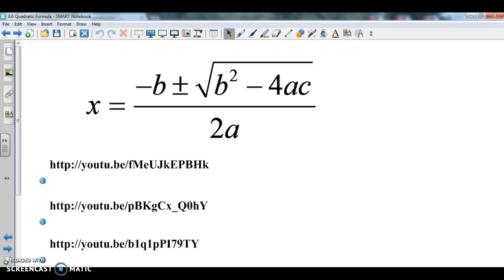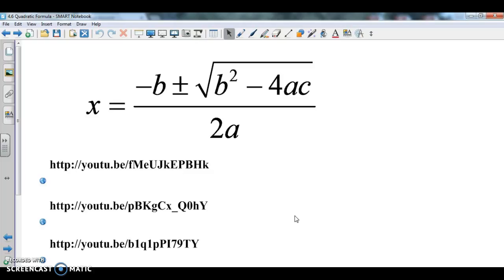Okay, so this is the quadratic formula, which is x equals negative b plus or minus the square root of b squared minus 4ac all over 2a. So we're going to write that down, and I will leave these videos for the sub to go through with you. But during this time you can watch the videos on how to sing the quadratic formula, and then we're going to of course sing it together when I come back.